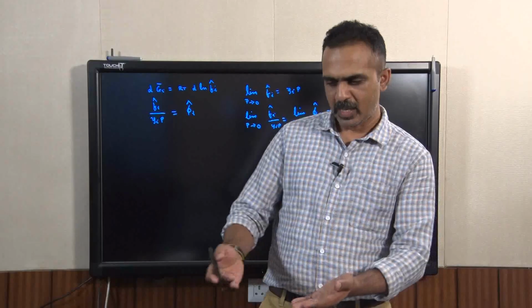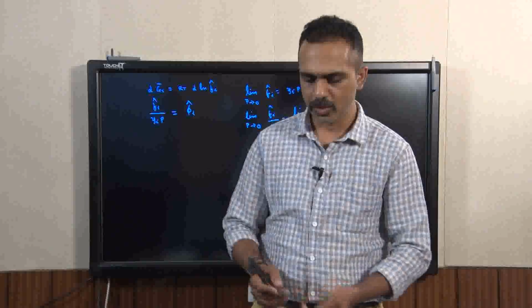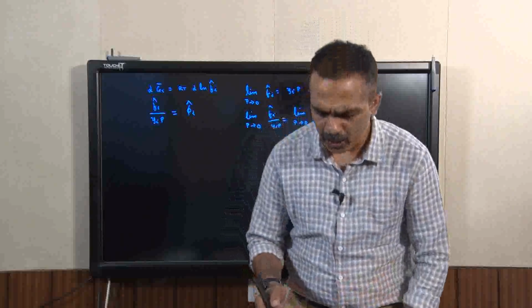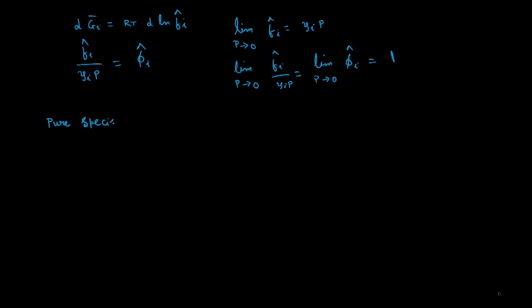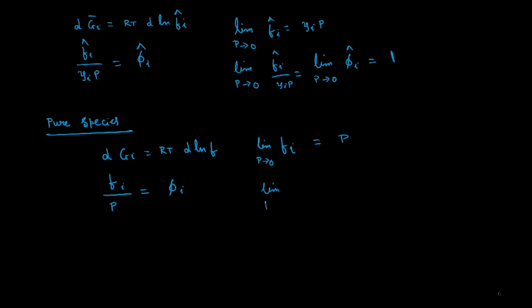In addition to this, once we have written these equations for a mixture, we can also write corresponding equations for pure species. dGi is RT d ln F. For a pure species yi is 1, so F over P, Fi over P, is phi, and limit of P going to 0, Fi will be equal to P, and limit of P going to 0, Fi over P will be limit of P going to 0, phi, and it will still be 1.